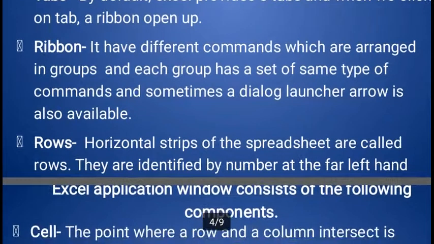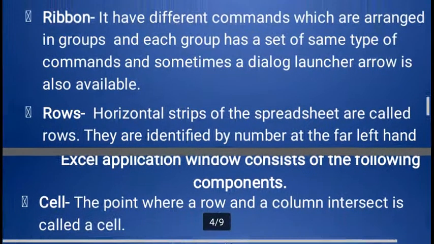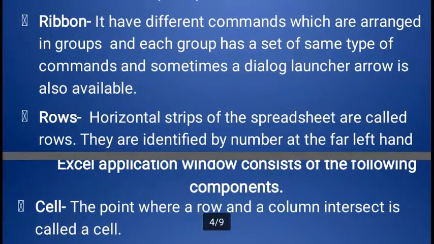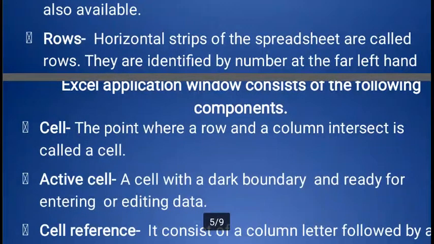Rows. We know very well what rows are. The horizontal strips of a spreadsheet are called rows. They are identified by the numbers on the far left-hand side. Now, after rows we know columns. A vertical strip we can say is a column, and a column is always referred to with A, B, C, D notation.